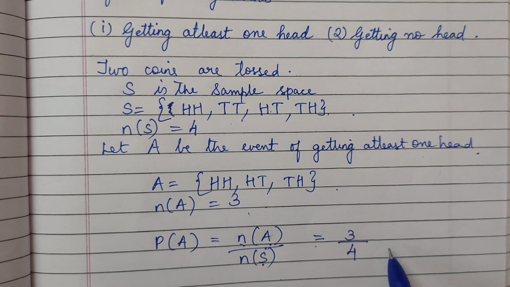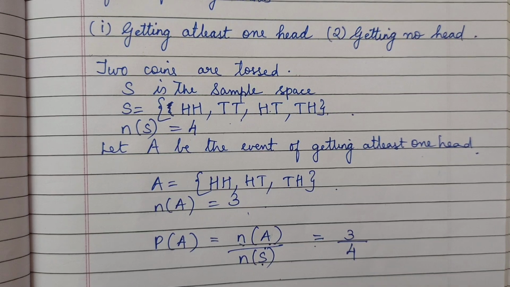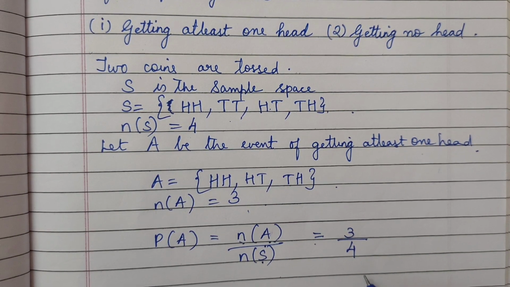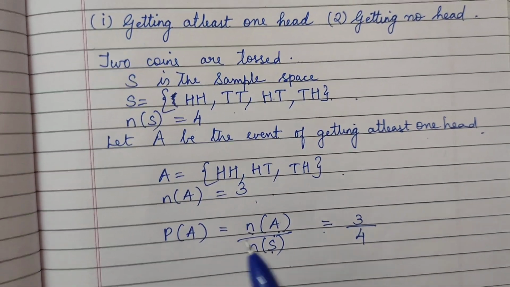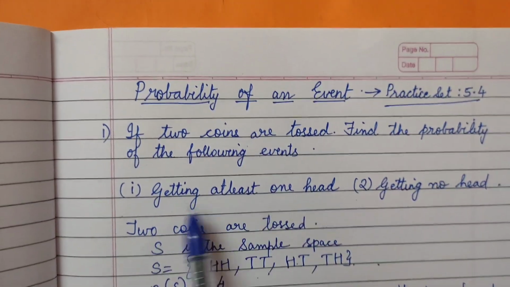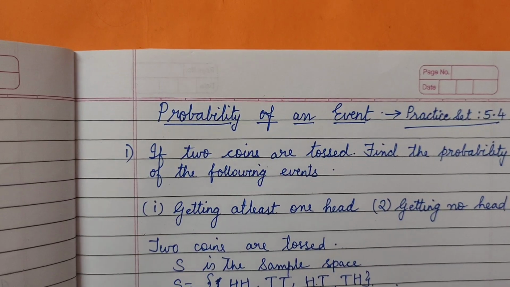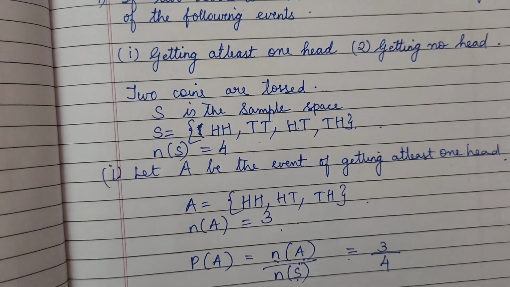As we have already learnt, it can come as a fraction or you can convert it into a decimal. It's up to you. We can leave it as it is. Okay, let's go for the second condition. This was the first event here, right? We have completed the first one. Let's go for the second.